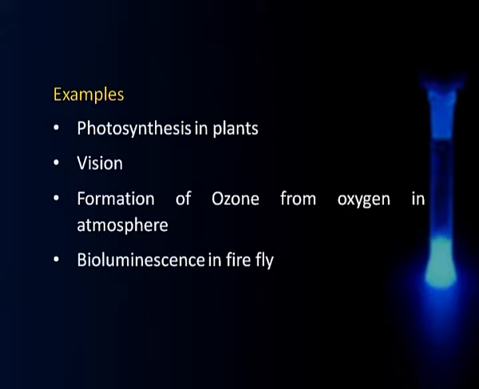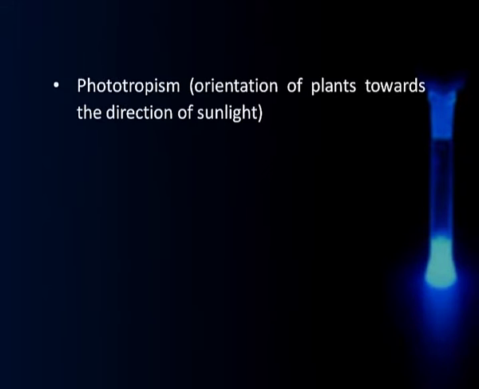Another example, which is of interest to everybody, is bioluminescence in the firefly. We have seen a firefly that gives out radiation; that is an example of bioluminescence, because it is a biological system. Thereafter, another example could be photography, where photochemical reactions play a significant role. Another example is phototropism, the orientation of plants towards the direction of sunlight, again a very important photochemical process.